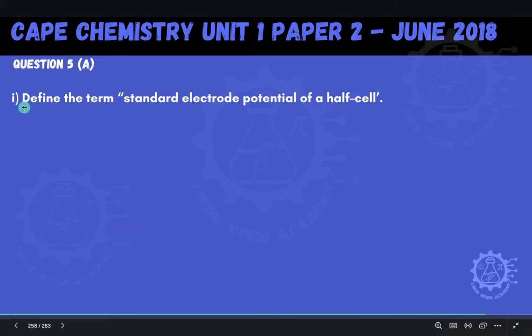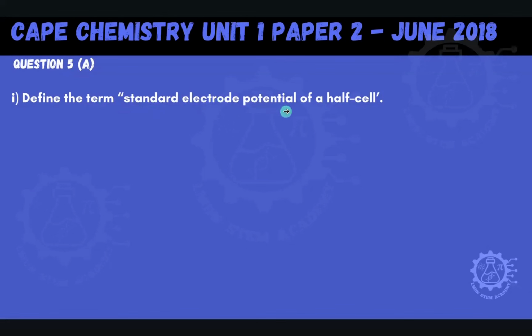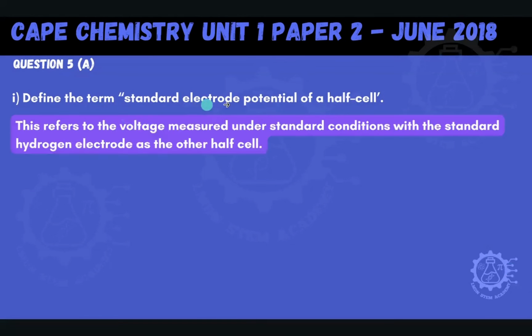So the first part asked, define the term standard electrode potential of a half cell. The standard electrode potential of a half cell refers to the voltage measured under standard conditions with the standard hydrogen electrode as the other half cell.